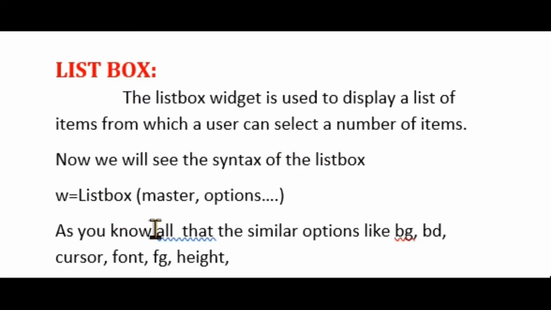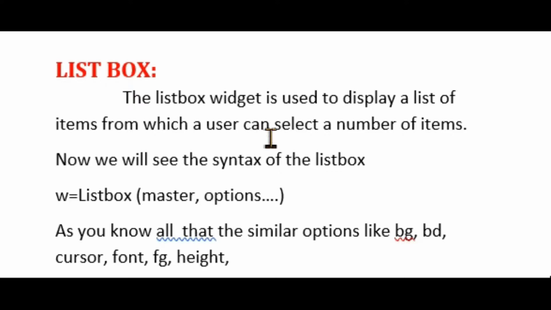Now first, this is the syntax: w = Listbox(master, options). And as we know, background, border, cursor and all are the same for all the widgets. Now we will see one example of how to create a list box.